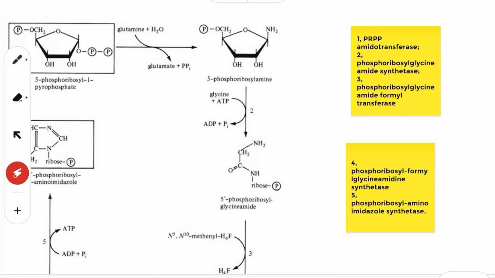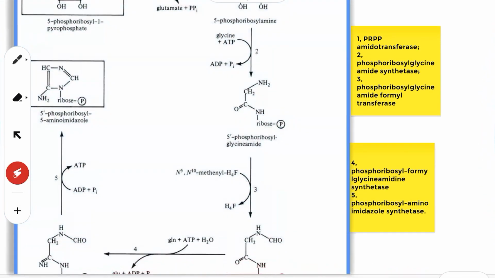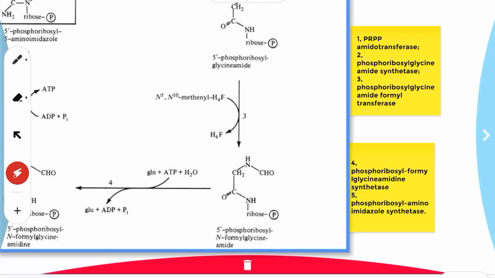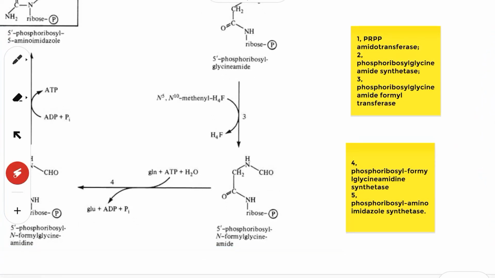Now this 5-phosphoribosyl glycinamide reacts with the donor of the formyl group, and that donor is N5,N10 methylene tetrahydrofolate. In this reaction, the tetrahydrofolate is released and the formyl group is linked to the amino group, and the product formed is 5-phosphoribosyl N-formyl glycinamide. So N-formyl glycinamide is formed, and this reaction is catalyzed by the enzyme phosphoribosyl glycinamide formyl transferase.